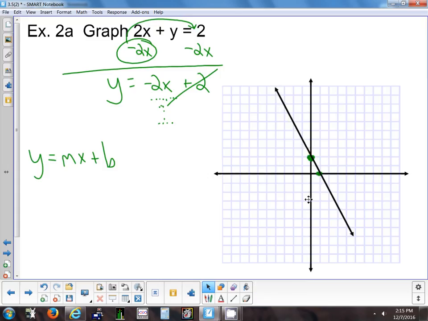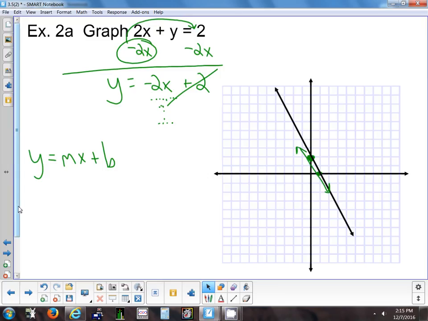Hager's doing here, make sure your line goes all the way through the graph. Sometimes what I see people do is they just draw a little line like this and that's it. Make sure it goes all the way across your graph.